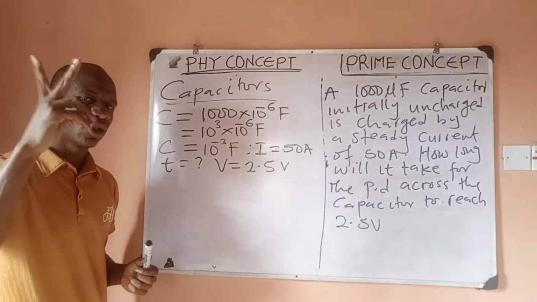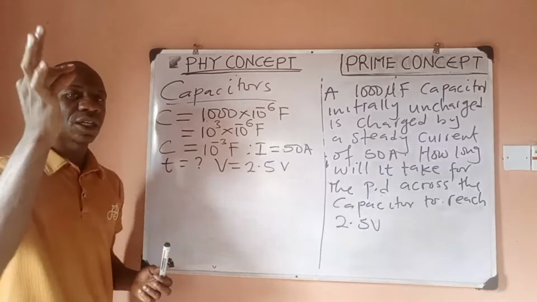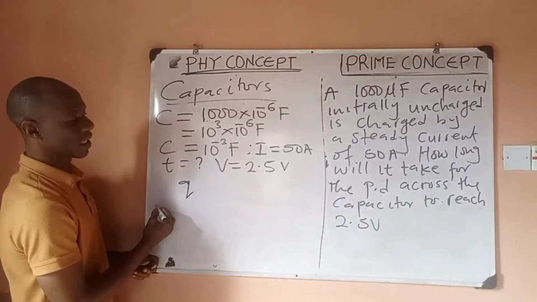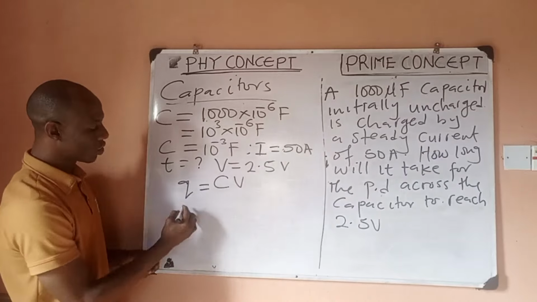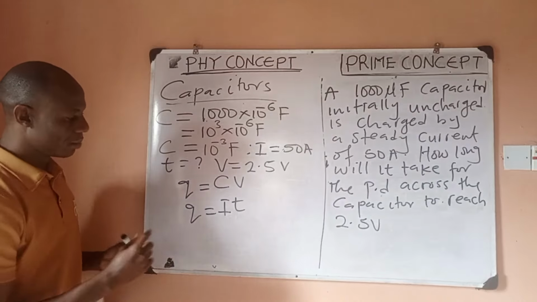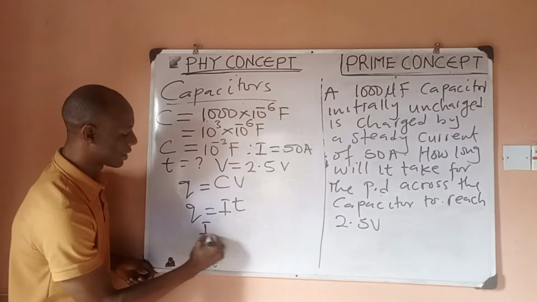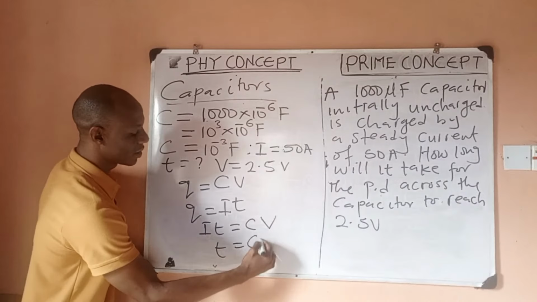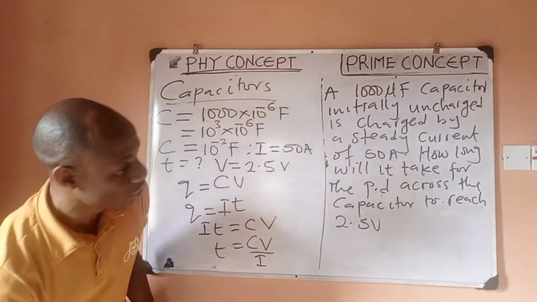Very quickly, there are two important formulas you should know. One of them is from capacitors. The other one is from direct current. So we know that the charge on a capacitor Q is CV. We also know that charge is equal to I what? IT. So it means we can equate these two quantities and find time. So I can say that IT equals CV, and then T becomes CV over I. So I believe at this point, everybody can produce the answer.